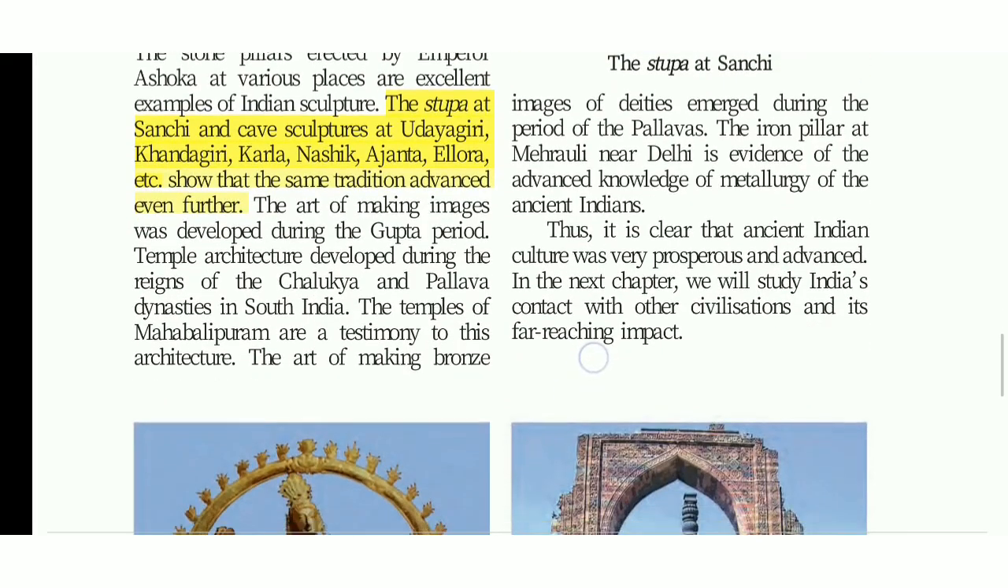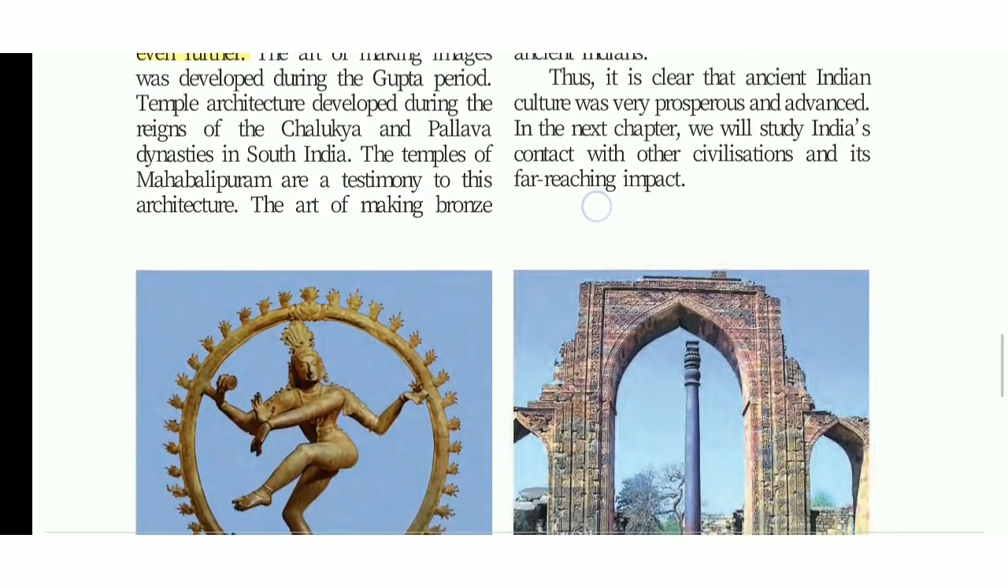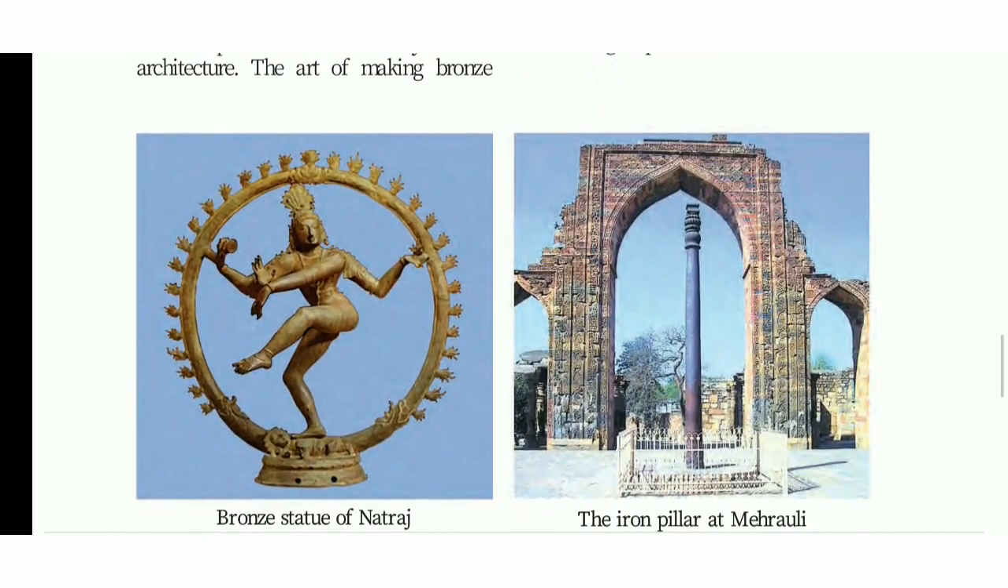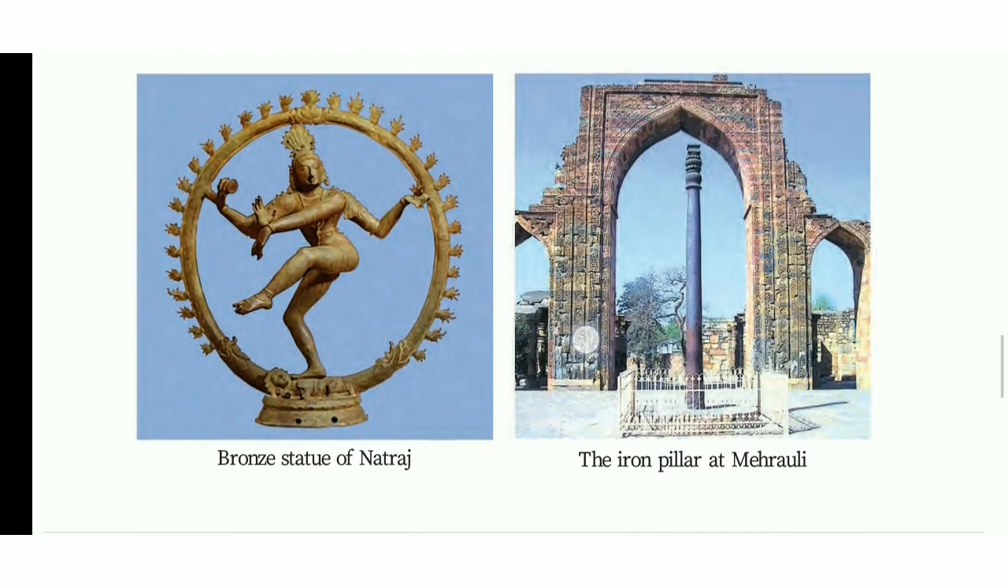The art of making bronze images of the deities emerged during the period of the Pallava. The iron pillar at Mehrauli near Delhi is evidence of the advanced knowledge of metallurgy of the ancient Indians. You can see these images in your book. So it is clear that the ancient Indian culture was very prosperous and advanced. And with this, I finish this lecture.